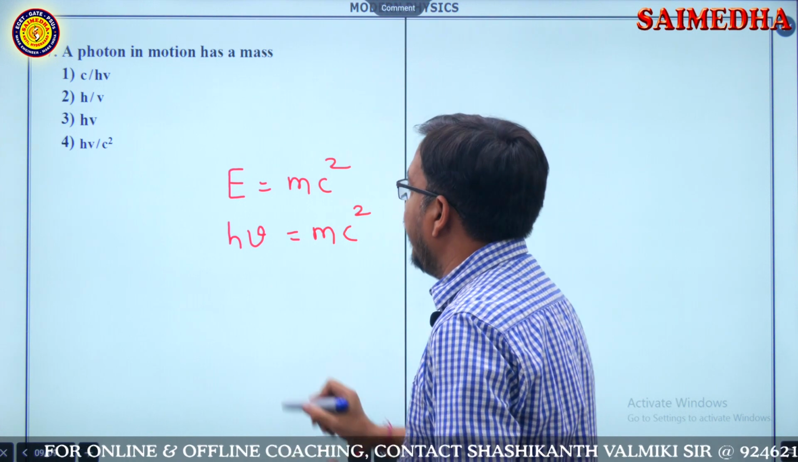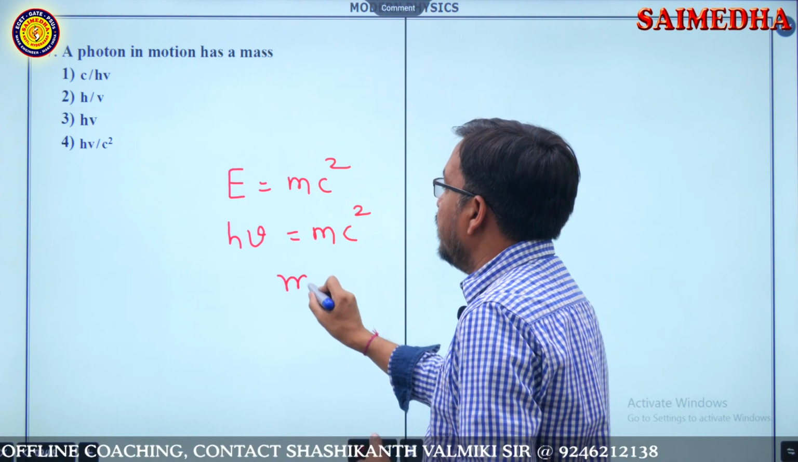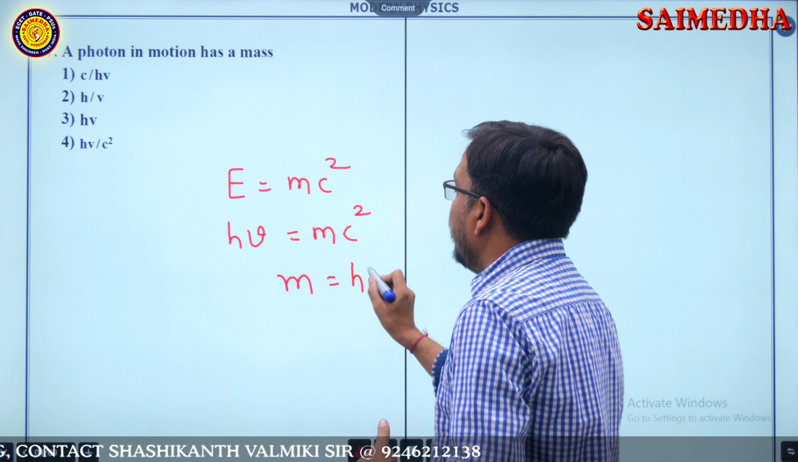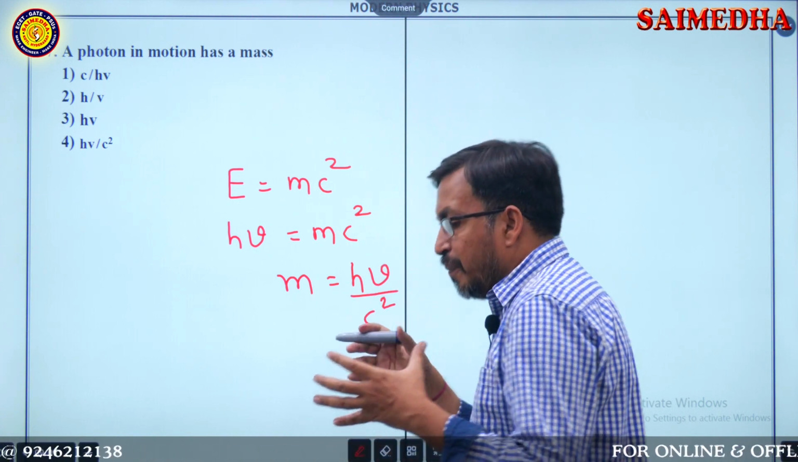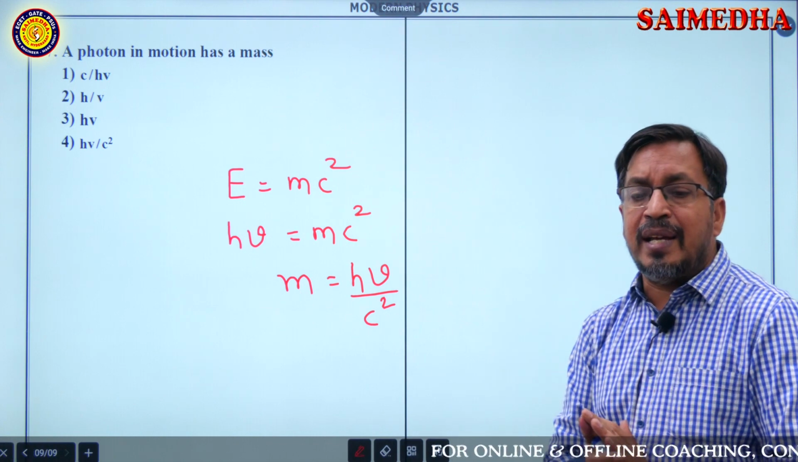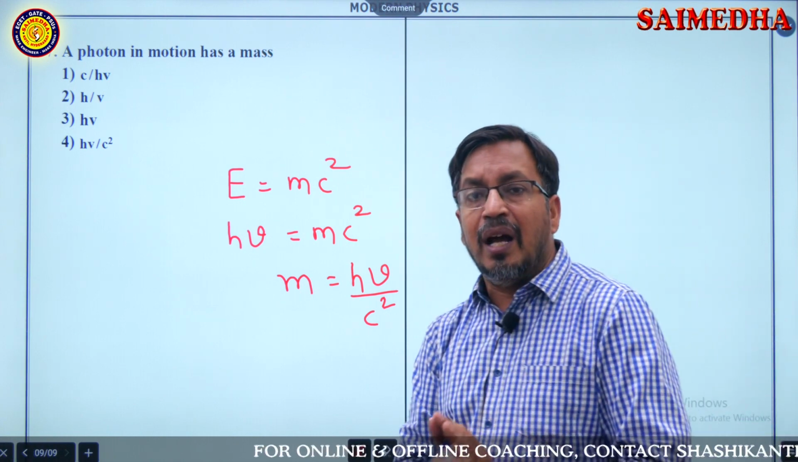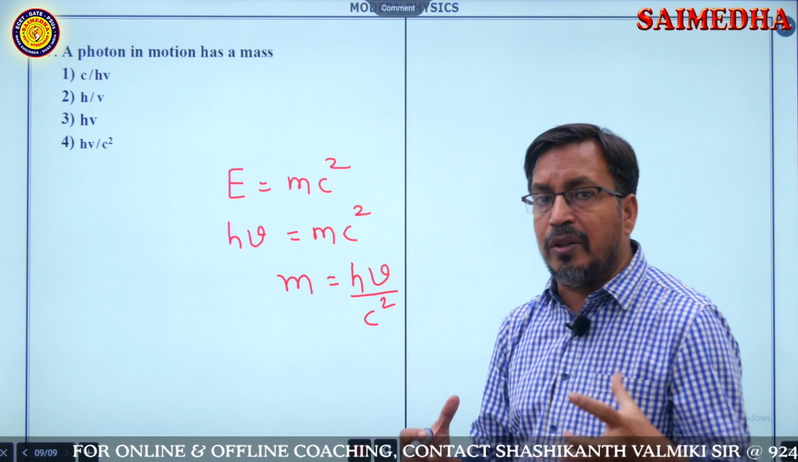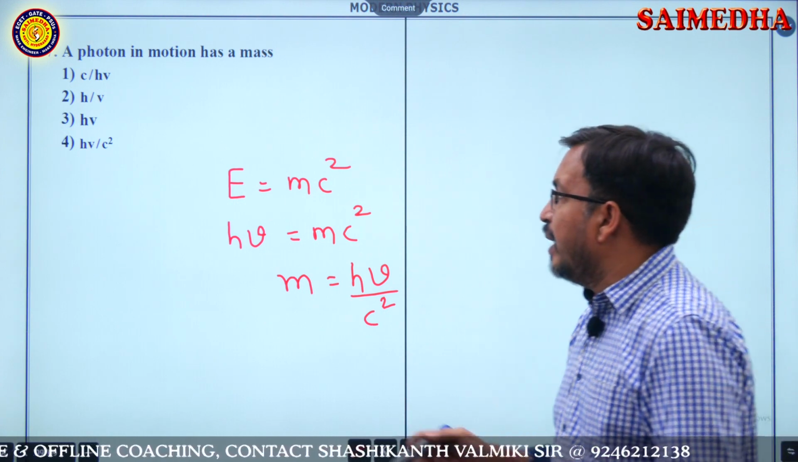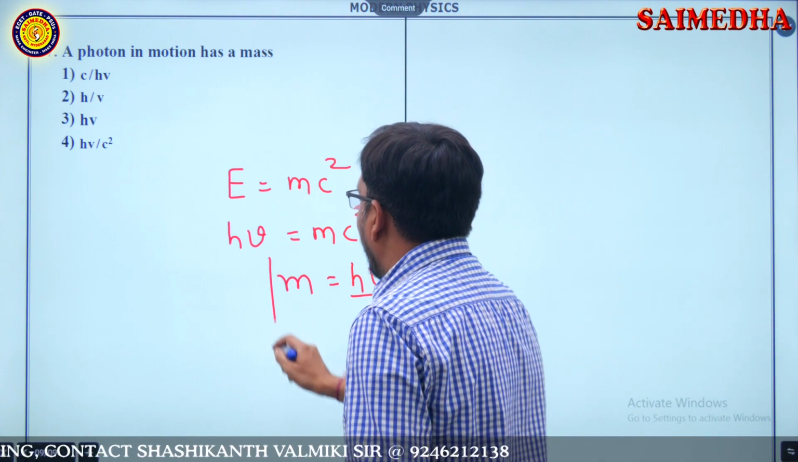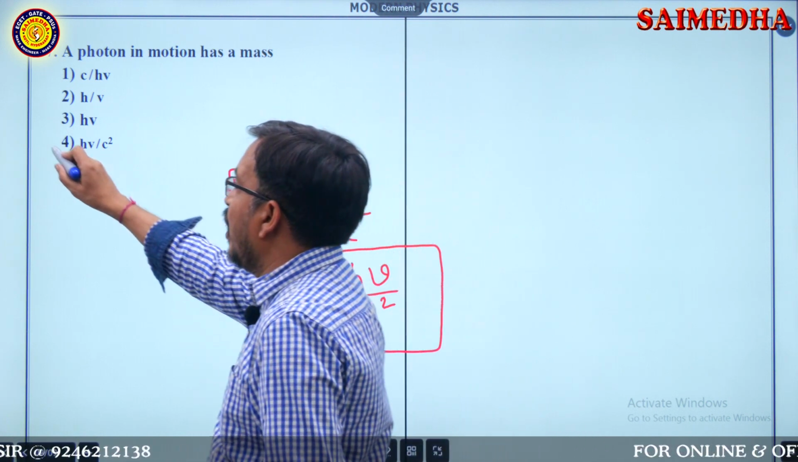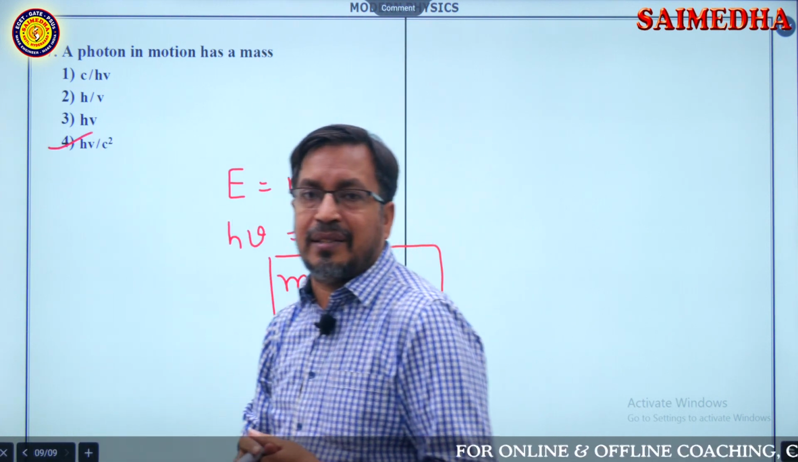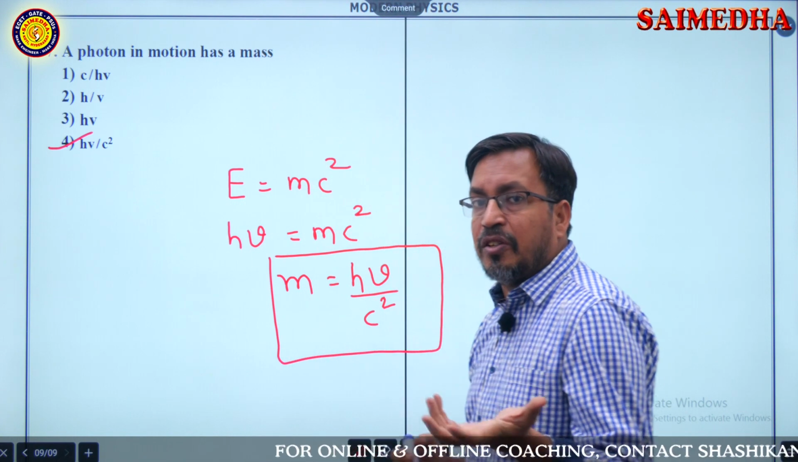Then what is it asking? Mass. So m equals h mu by c square. This is a formula based question. Here we must know two equations: one is E equals mc square and the second equation is E equals h mu. Now compare, then it is asking what? Mass equals what? h mu by c square. Therefore option 4 is correct. Now we will discuss the next question, that is the 8th question.